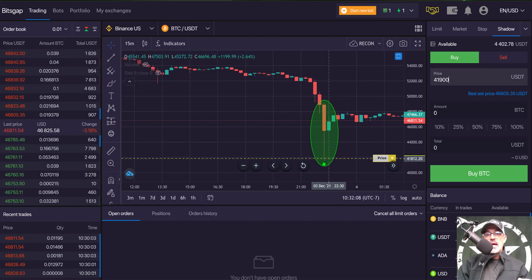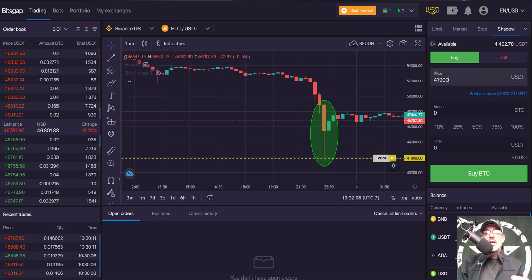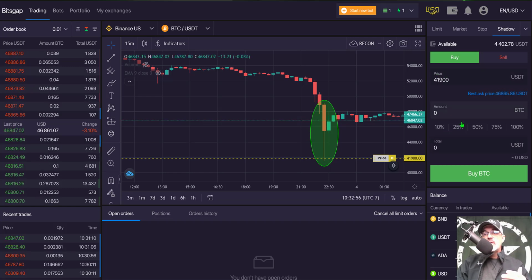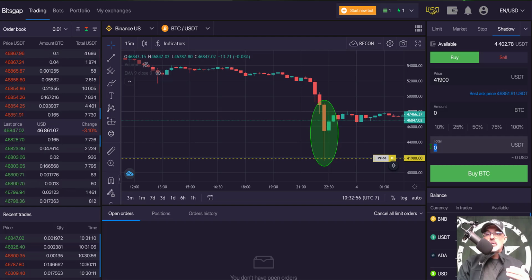And you can see we did dip down just below that 42,000 level. And so 41.9 will be my target price. And next, I want to determine how much capital I want to put towards this trade. And if I come down here to USDT, I can put in, say, 1,000 USDT. And that will determine the amount of Bitcoin that this trade would actually buy. From there, I just simply click Buy BTC.